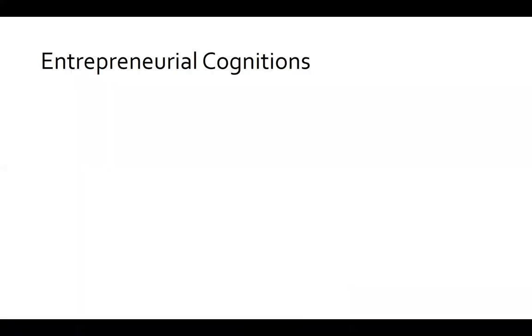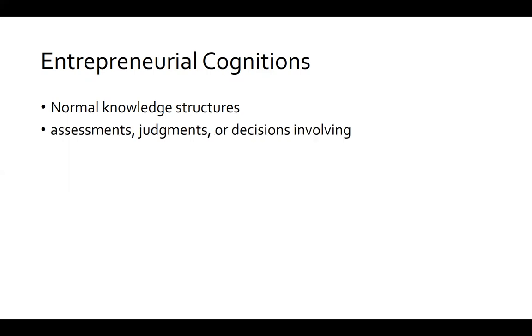I talk about entrepreneurial cognition, not entrepreneurship, but entrepreneurial cognition, as the way you think when you think outside of the box, so to speak. So it's normal knowledge structures. That means the more you know, the better. So going to school, stuff your brain with knowledge about everything. It's a very good thing to do. And it's the knowledge that you use for assessment, judgment, or decision-making.